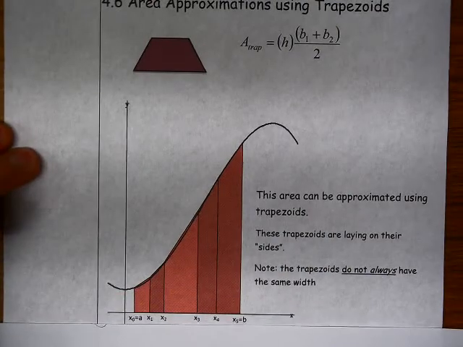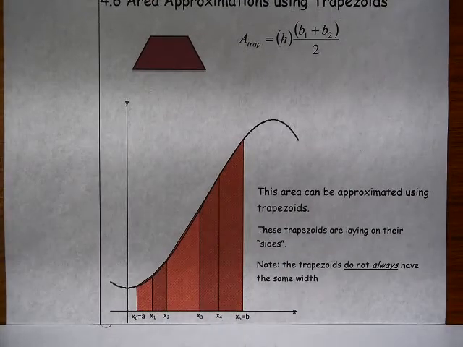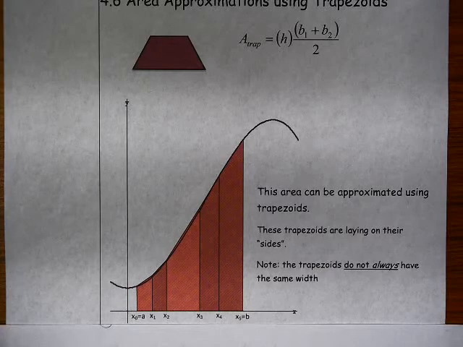and break it up into geometric shapes that we can calculate the areas of, and that will give us an estimate of the area underneath a given curve. All right, we've been using rectangles in the past. We had upper sums and lower sums, and we talked about midpoints.